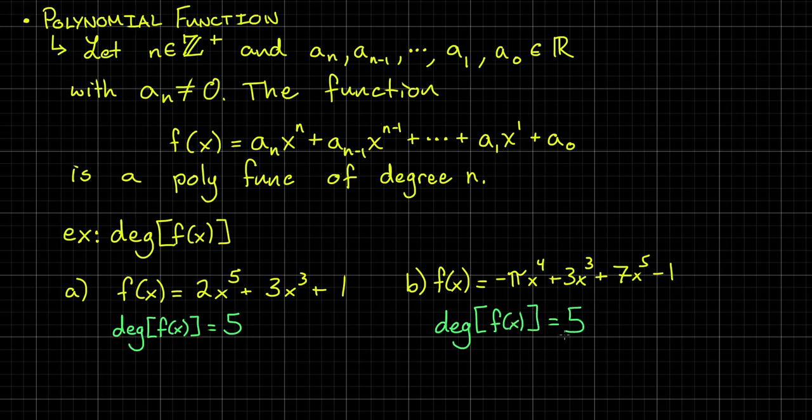5. What is a sub n for this function? 7. Because it's what's connected to x to the biggest power. Or a sub 5 is how I should have asked that. You're good. I'll just get louder if I have to! Anyway.